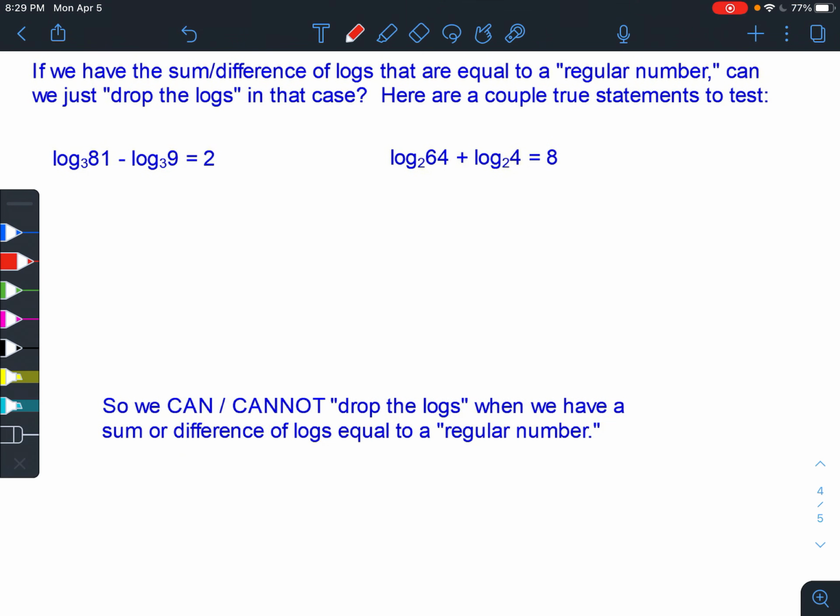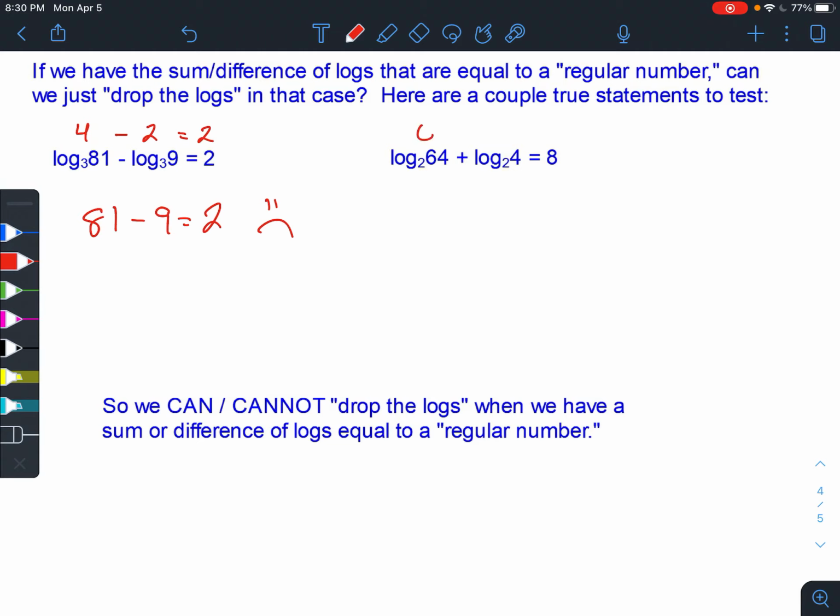Now if we have the sum or difference of logs equal to a regular number, can we just drop the logs in that case? Well, here's a couple of true statements to test. Log base 3 of 81, we already know that's 4. If I have log base 3 of 9, I know that's 2. And if I do 4 minus 2, I definitely get the 2. So again, definitely a true equation. But if I just drop the logs here, 81 minus 9, I'm pretty sure that's not 2. Bad news right there.